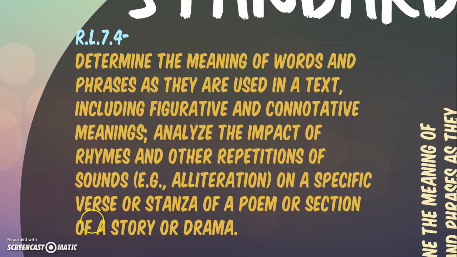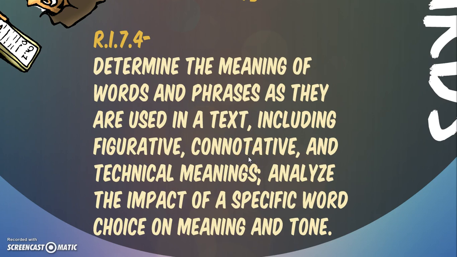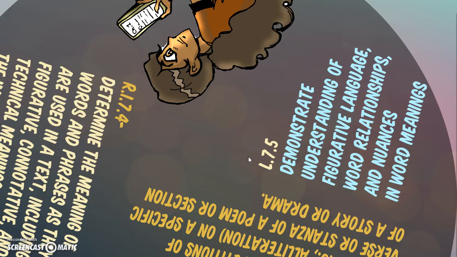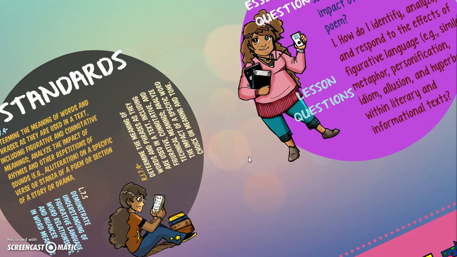RI 7.4. Determine the meaning of words and phrases as they are used in a text, including figurative, connotative, and technical meanings. Analyze the impact of a specified word choice on meaning and tone. And lastly, L 7.5, to demonstrate understanding of figurative language, word relationships, and nuances in word meanings.